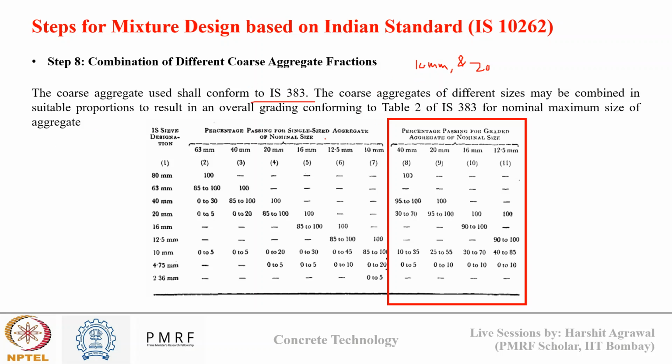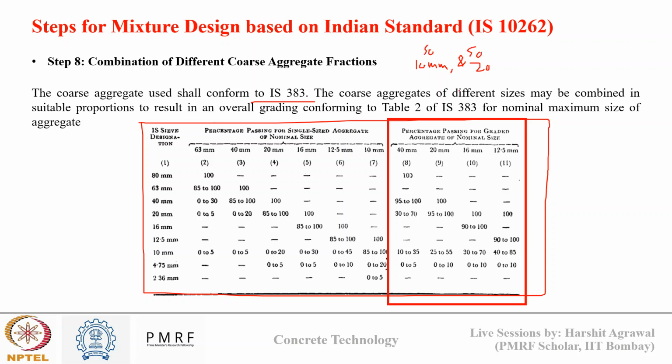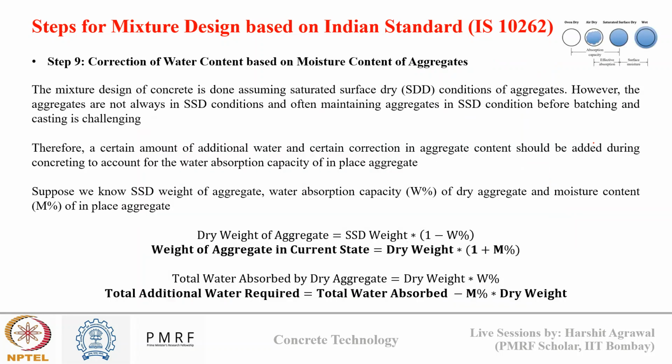Based on IS 383, this table that we have already seen, whatever aggregates we have, we will determine the sieve designation of those aggregates. Suppose we are taking 50-50% of both of these aggregates, and we want a 20 mm nominal mix size, we'll check whether the 50-50 proportion will give me this 20 mm mix or not. If it is giving me this range, then we can go for 50-50% of both aggregates. In this way we can use different coarse aggregate fractions.